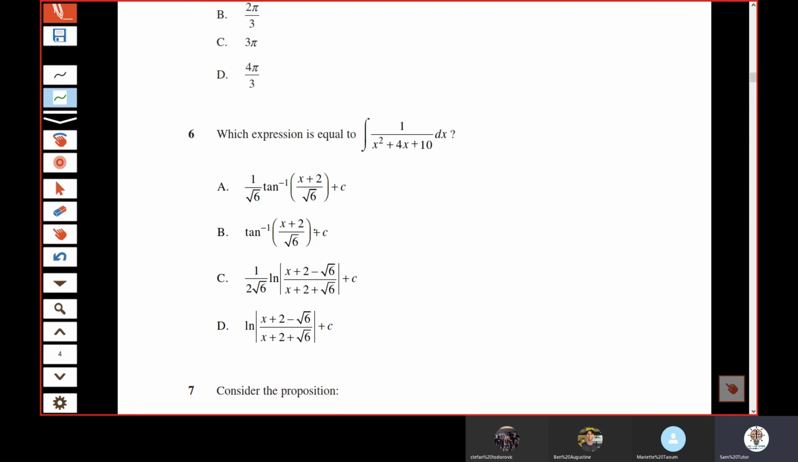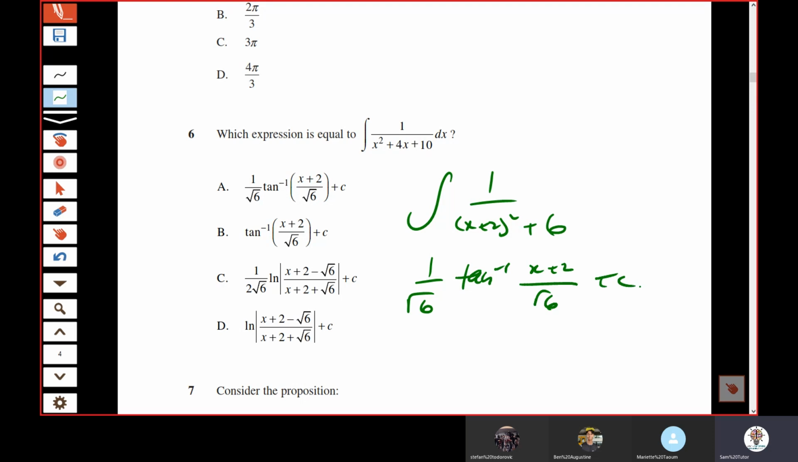Which expression? Oh, there you go. That's something you guys can definitely do, right? What method do you use for this one? Completing the square: x plus 2 squared plus, that's 4. 4 plus what gives you 10? 6. Now you know that's an inverse tan, and with inverse tans it is 1 on a. So 1 on root 6, inverse tan, x plus 2 on root 6, plus c. Again, you wouldn't write it all. Once you know the answer, you're just going to go for it. All good?